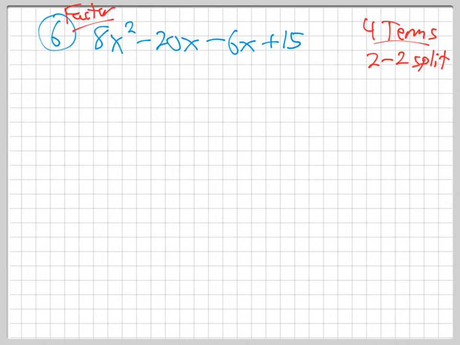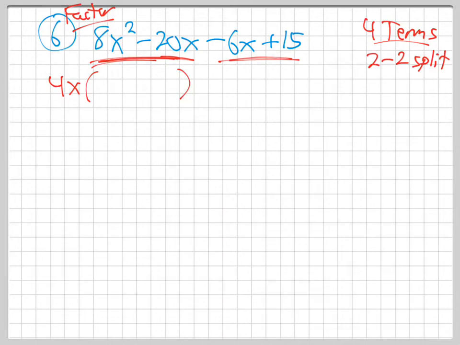I mean, there's nothing wrong. It'll make it harder, I think. Instead do a 2-2 split, meaning these 2 and those 2. Remember that's how we handled 4 terms? 2-2 split, first two, last two. And so take out what's in common from just those first two, and take out what's in common from just those last two. What's in common to the first two? What goes into 8 and 20? 4, and they both have an x, huh?